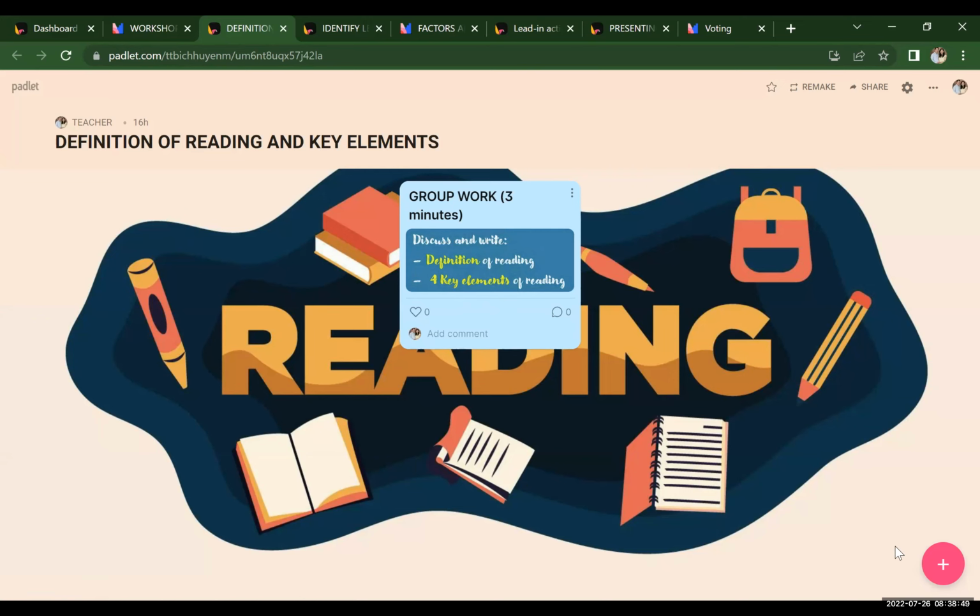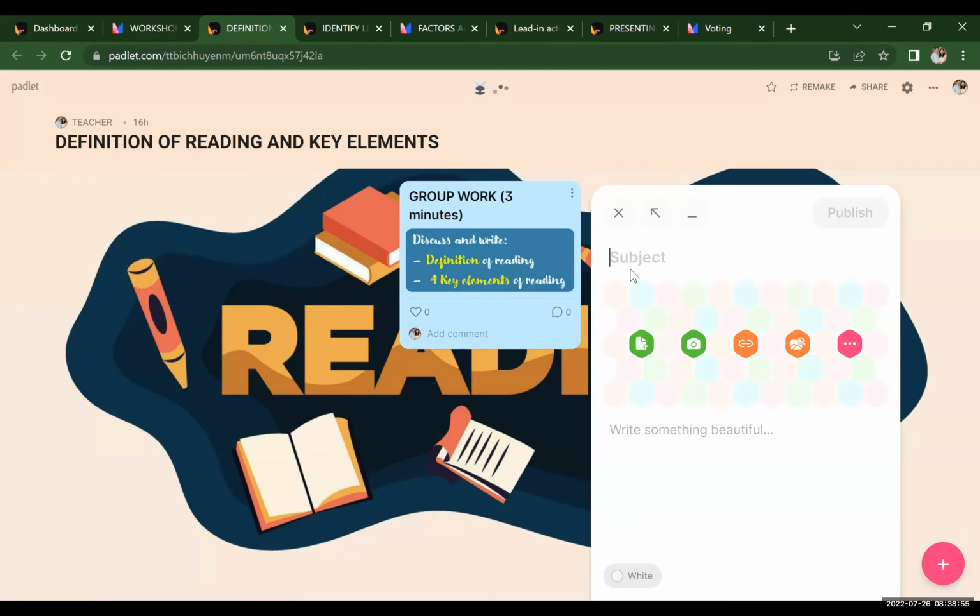So as you can see from the bottom right here, you should click here. Okay, and something like this appears. It can be the subject like from my computer, or it can be the title if you use Vietnamese. So here, please help me to type the names of the people in your group. For example, Hà, Huyền, Thư. And then here, click here, write something. So please help me to type the definition, and then the 4 key elements.